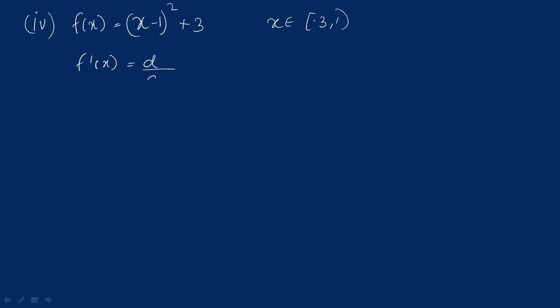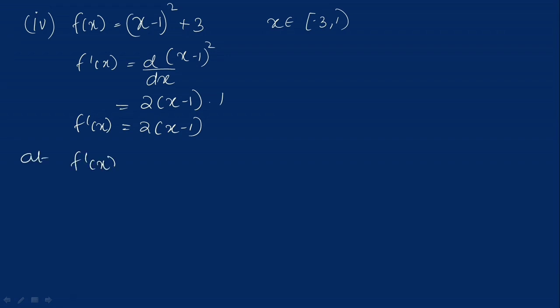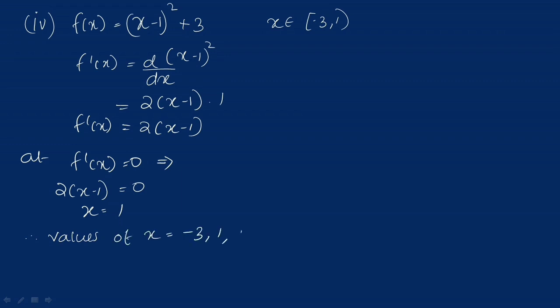That is d by dx of x minus 1 whole square plus 3. That is 2 into x minus 1 into d by dx of x, that is 1 itself. So f dash of x is equal to 2 into x minus 1. When f dash of x is equal to 0, 2 into x minus 1 is equal to 0, so the value of x is 1. So the values of x will be minus 3. It should be from the interval minus 3 to 1, right? So here we have got x equal to 1. So we have two values for x, that is minus 3 and 1.